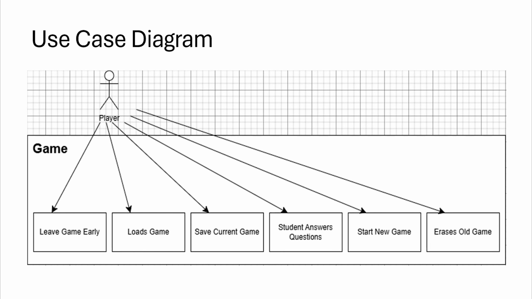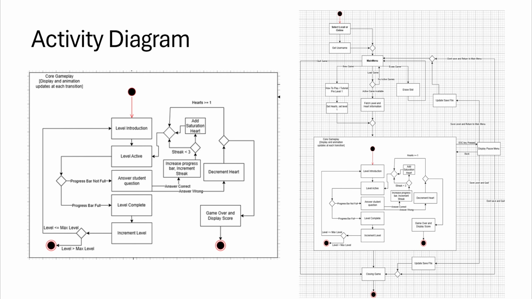Our activity diagram shows a complete game flow from start to finish. Starting at the main menu, players can branch to new game, load game, or erase game. The new game path shows first-time players receiving the tutorial, then entering core gameplay.